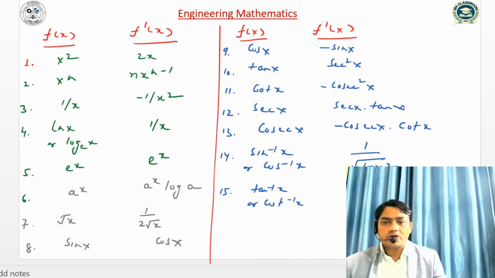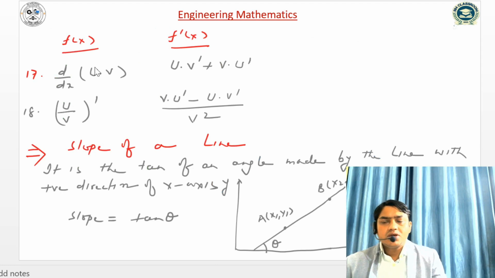And sine x, differentiation of sine x is cos x. And cos x, differentiation of cos x is minus sine x. And similarly, the differentiation of tan x is sec square x. And cot x, the differentiation of cot x is minus cosec square x. And similarly, sec x, cosec x and sin inverse x or cos inverse x, so the differentiation is same, 1 by 1 minus x square. Similarly, the dy by dx for tan inverse x or cot inverse x is 1 by 1 plus x square.